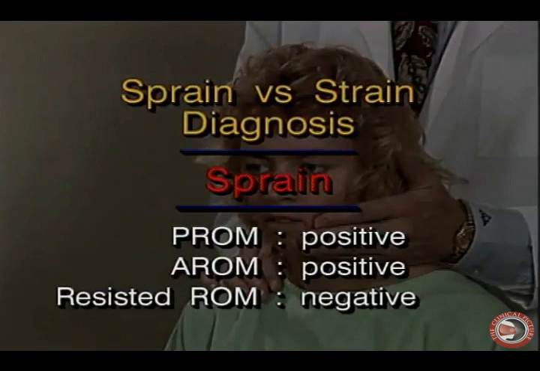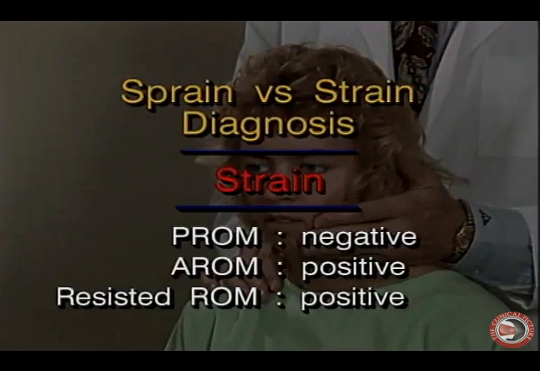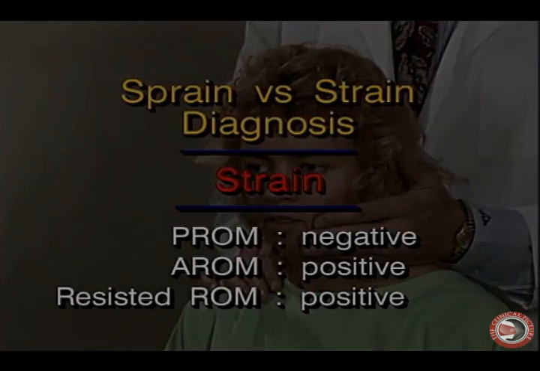With doing active, passive, and resistive ranges of motion of the cervical or the lumbar spine, wherever the patient has their chief complaint following trauma, you can identify whether the patient has had an injury to the ligaments of the facet capsules, or whether they've had an injury to the muscles or the paraspinal muscles, as in strain, or both.